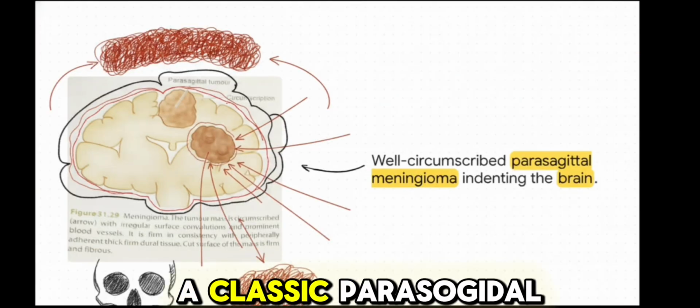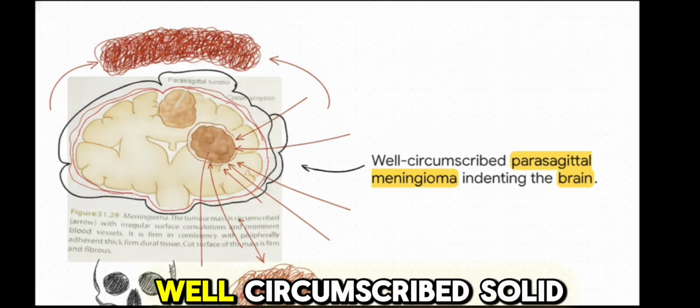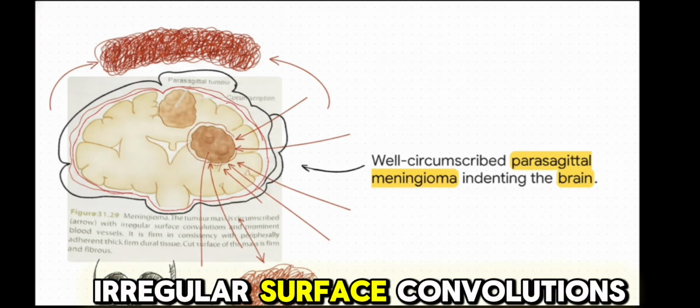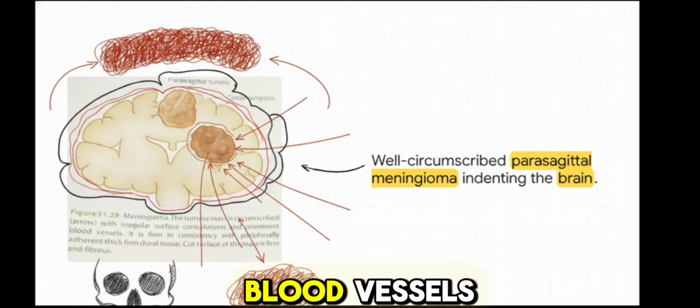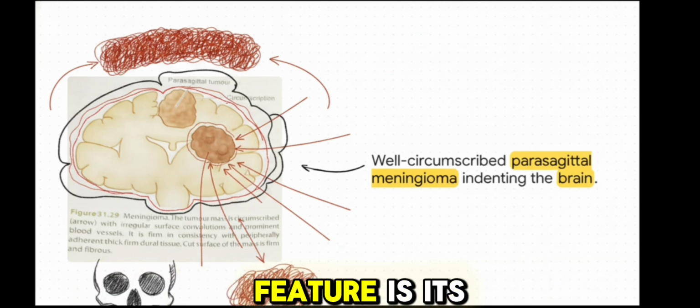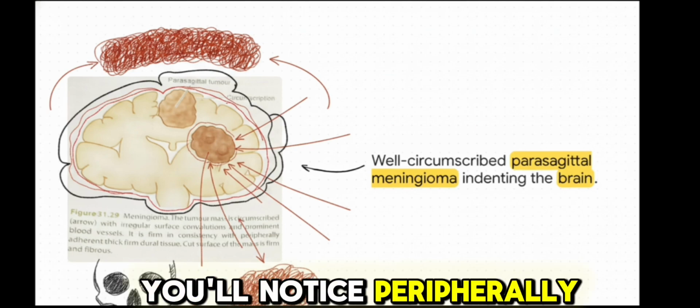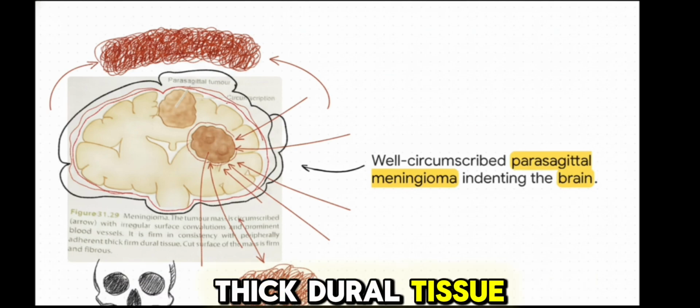Section 3. Gross morphology, the physical tumor. Grossly, a classic parasagittal meningioma is a well-circumscribed, solid mass. It typically has irregular surface convolutions and really prominent blood vessels. A defining physical feature is its broad-based, firm dural attachment. You'll notice peripherally adherent, thick dural tissue right at the top.